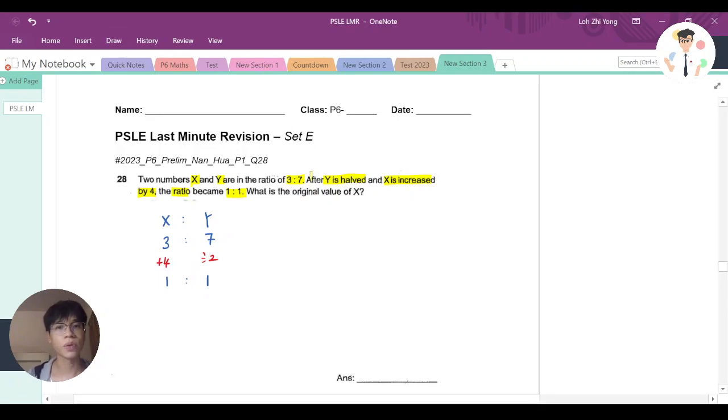And now they're asking, what is the original value of x? Means that now they are looking for this when it is 3 units at first. So you see, 3 units after adding 4, 7 units after divided by 2, they are actually the same. So now you actually can form something called an equation. 3 units plus 4 is equivalent to 7 units divided by 2. Or you can write it as 3 units plus 4 is equal to 7 units divided by 2.